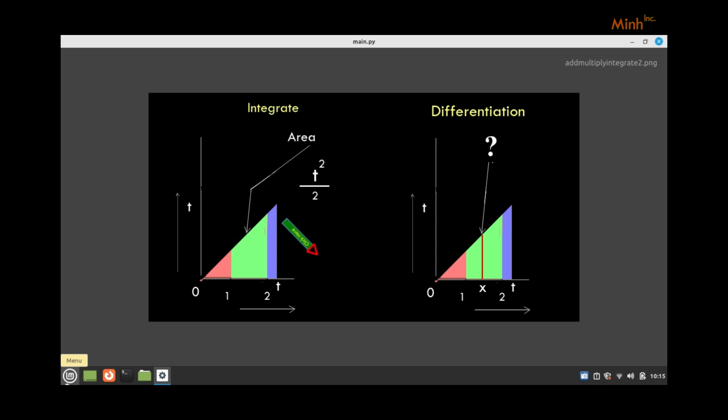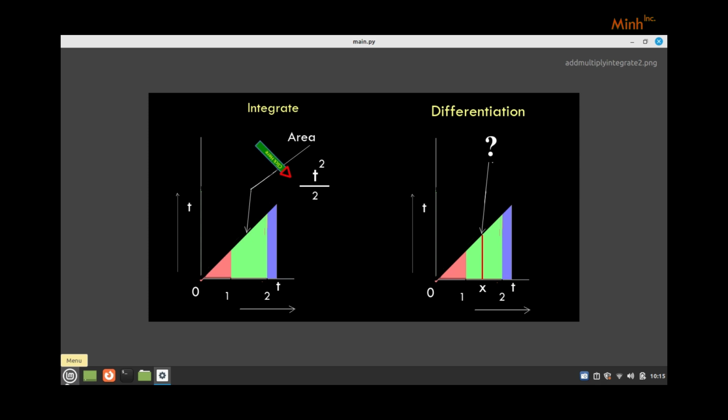Okay. So like the collection of items at time 0 is 0, at time 1 it is 1, at time 2 it is 2, at time t it is t. Then how much is the total collection at any time t? That is the area of this triangle, that comes to t square by 2. Now we will move to differentiation.